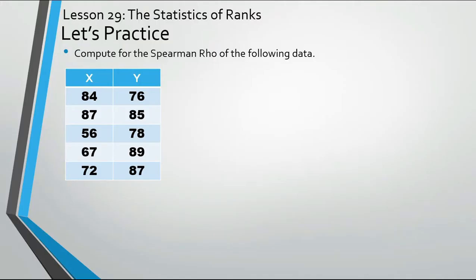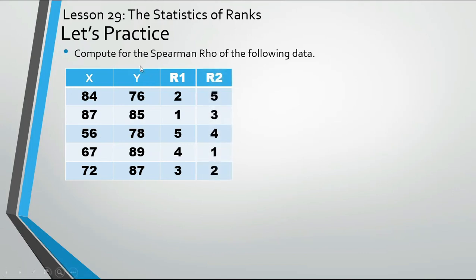Okay. So, check natin kung tama yung sagot natin, ano? Paano nga ba tayo nagko-compute ng Spearman rho? So, step 1, kunin muna natin yung ranking ng unang column. Ayan. So, ayan yung rank niya. 87 yung pinakamalaki. So, 1, 84, pangalawa. 72 pangatlo. 67 pang-apat. Then, 56 yung panglima. Ayan. So, next column, R2, yung ranking naman ng pangalawa.